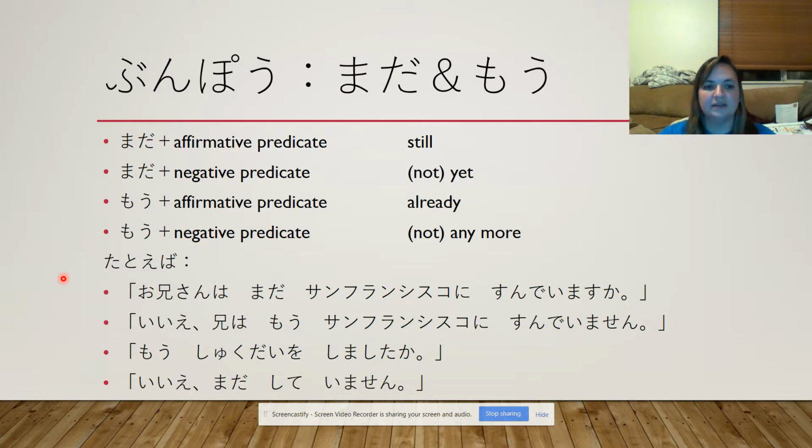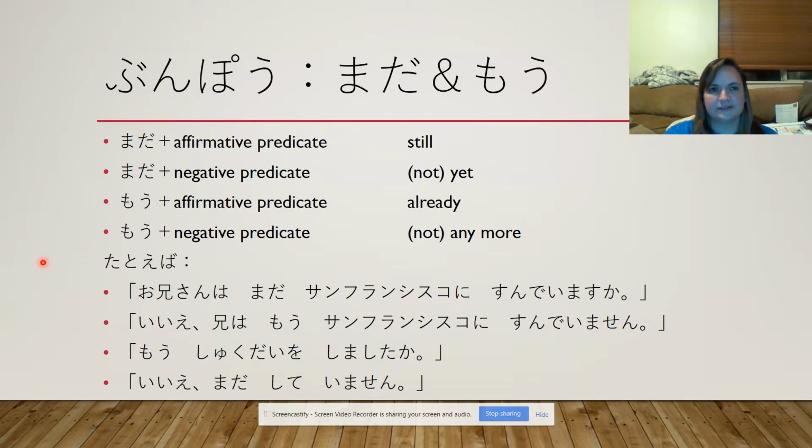And then their answer, right? いいえ、まだしていません. So this is our te form of shimasu, right? していません. So mada in this case, because we're using imasen, the negative predicate with mada, we're meaning not yet. So no, I haven't done it yet. Okay, so that's kind of the uses of mou and mada.